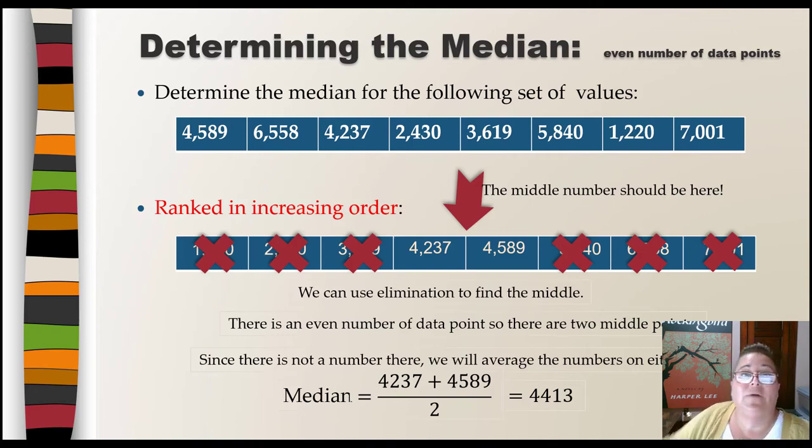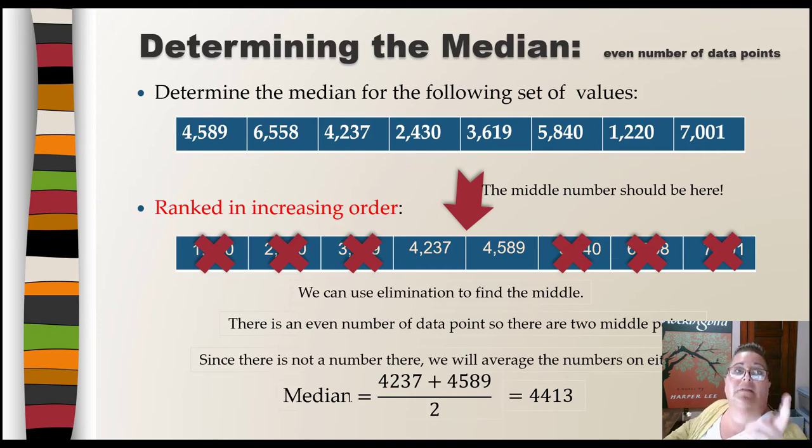Now, the interesting piece here is that 4,413 was never a data point to start with. That never came up. But the median can still be a number that isn't in the data. I know, mind blown.